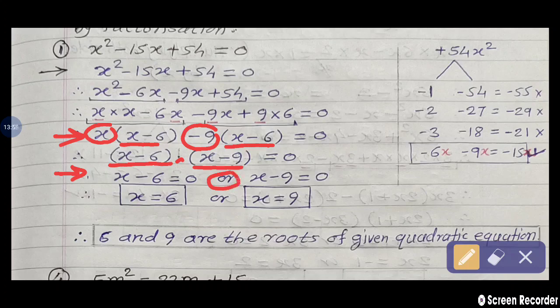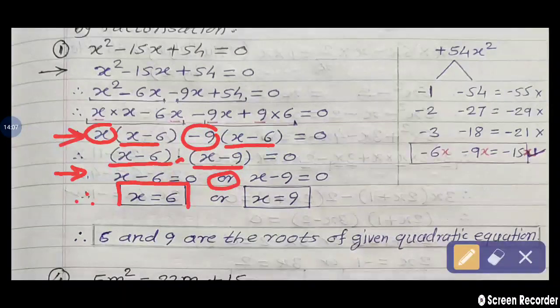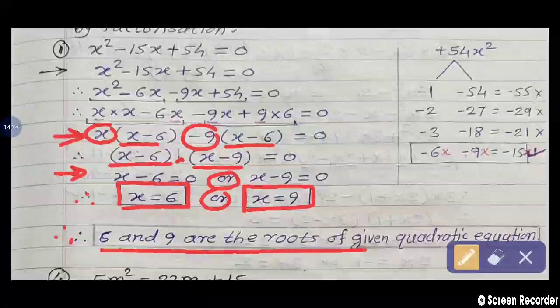As per the rule, we are comparing with 0. So minus 6 taken to the right hand side, 0 plus 6 means 6. So our first factor gives x equal to 6. Or minus 9 taken to the right hand side, so 0 plus 9 means 9. So x is equal to 9. Therefore at the last we write the final answer: 6 and 9 are the roots of the given quadratic equation.